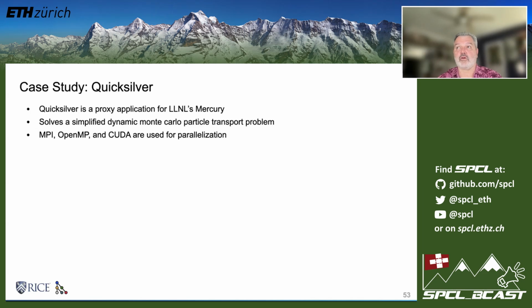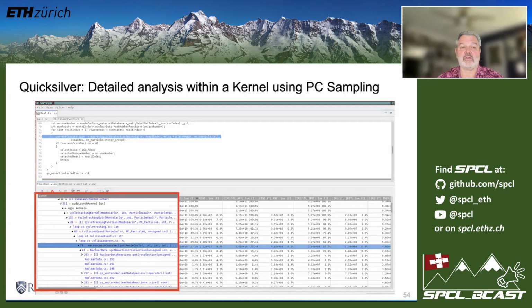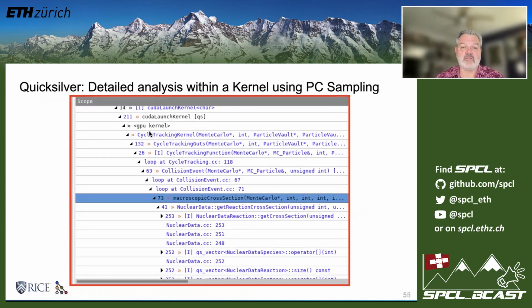If you just told them their kernel's slow, that's not good enough. They need to know why the kernel is slow and what the kernel's doing. So we collected PC sampling information within a kernel for Quicksilver, their proxy application. What this shows you is that inside the GPU kernel, there's a GPU kernel cycle tracking kernel, which on line 132 calls cycle tracking guts, which calls an inline procedure, which has a loop inside it. So there's inline code. Using our binary analysis and the PC samples that we collect, we're able to recover the program structure and attribute the cost to the program structure in detail.